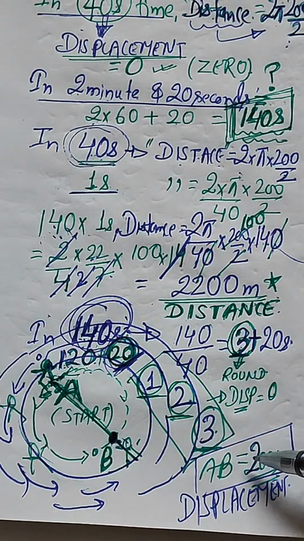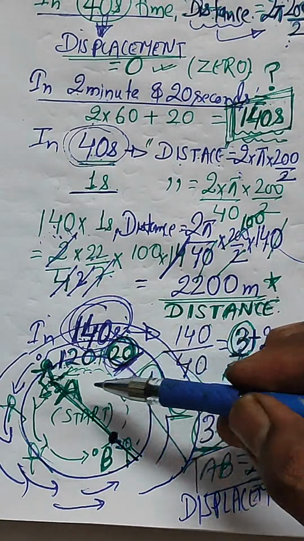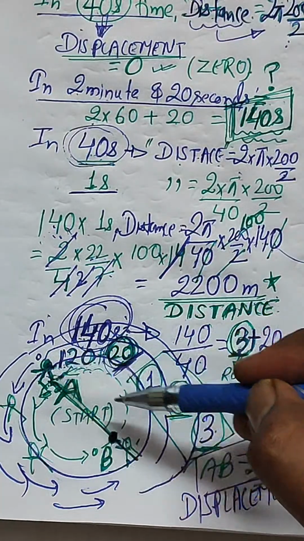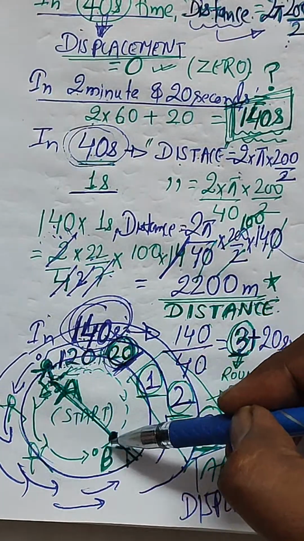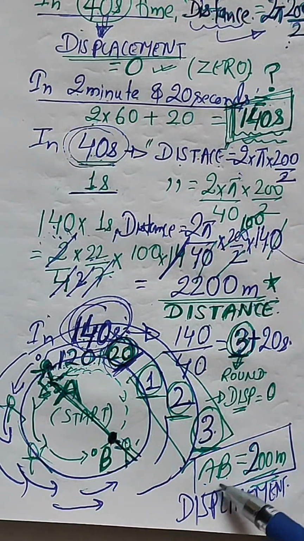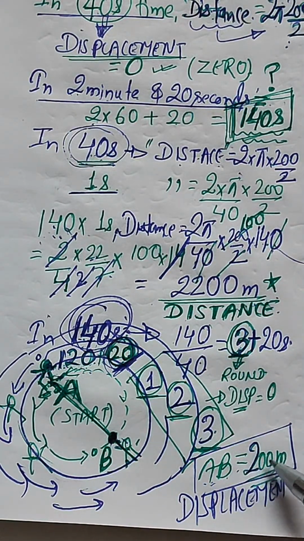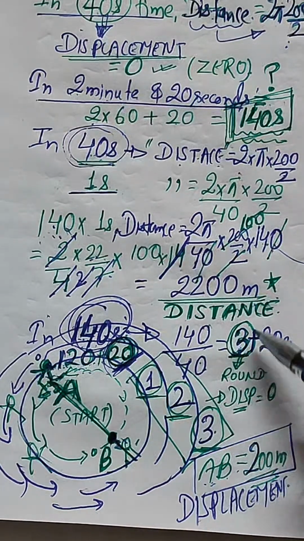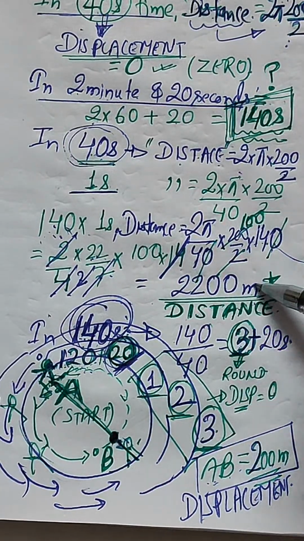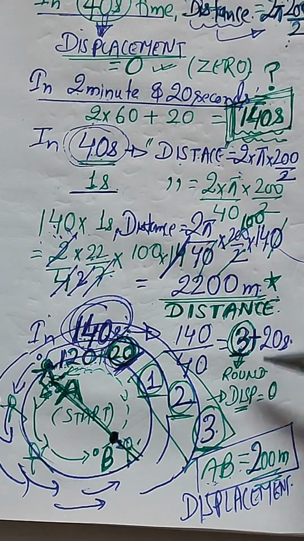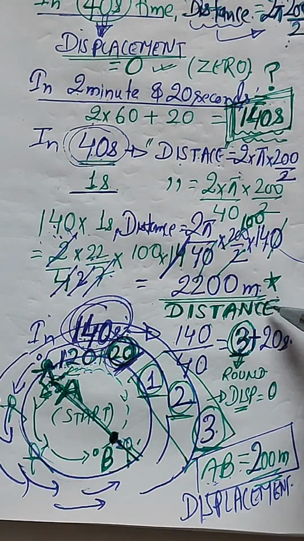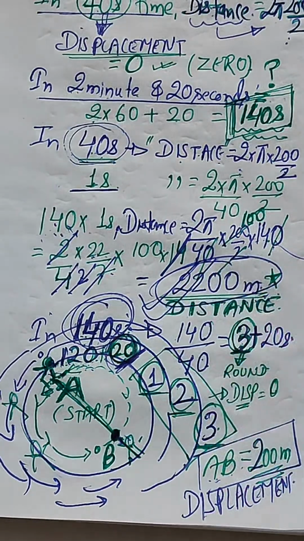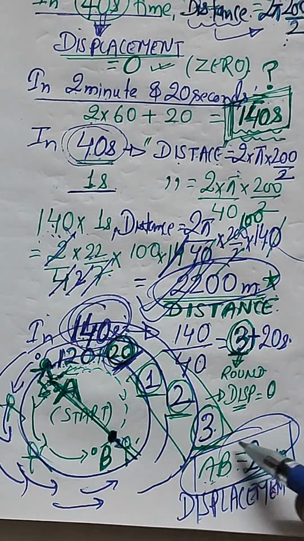So the displacement of the athlete is calculated as the shortest distance between the starting point and the end point. So in 120 seconds the displacement would have been 0, but 20 seconds extra is left, so he just keeps on running and reaches point B. So the distance between AB is calculated, but this is not the distance, it is displacement, because this is the shortest distance between the 2 points, and the distance would be 2200 meters. So in this way we have understood the concept of distance and displacement, and we calculated the distance covered by the athlete in 140 seconds, that is 2200 meter. This is our answer. And what is the displacement? That is 200 meter. This is our answer.